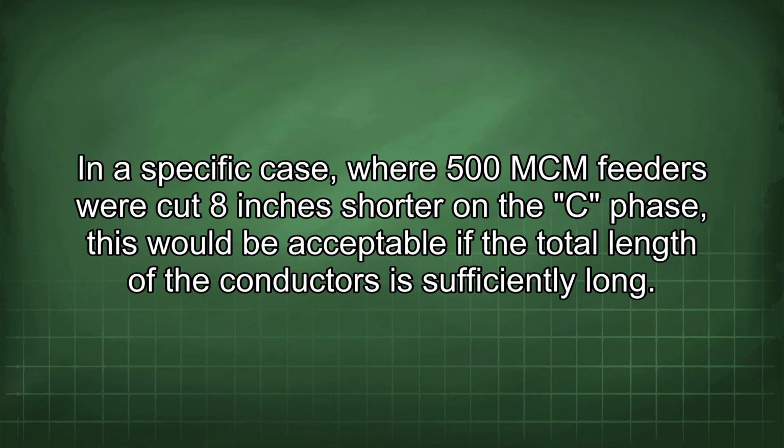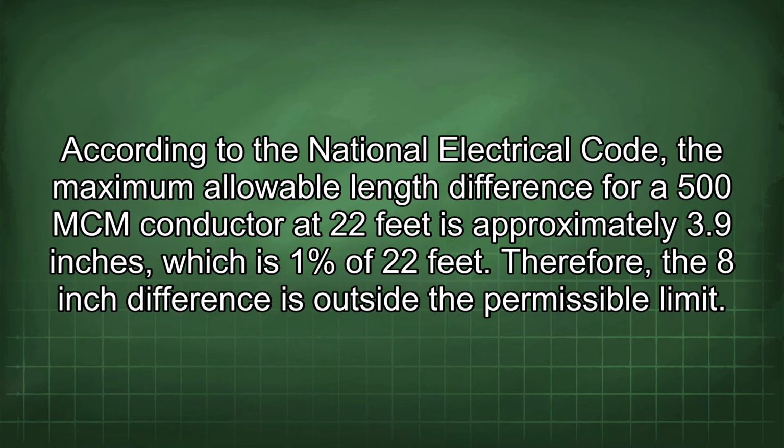In a specific case, where 500 MCM feeders were cut 8 inches shorter on the C phase, this would be acceptable if the total length of the conductors is sufficiently long. According to the National Electrical Code, the maximum allowable length difference for a 500 MCM conductor at 22 feet is approximately 3.9 inches, which is 1% of 22 feet. Therefore, the 8-inch difference is outside the permissible limit.